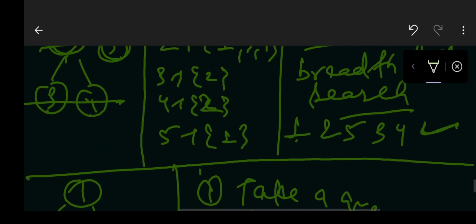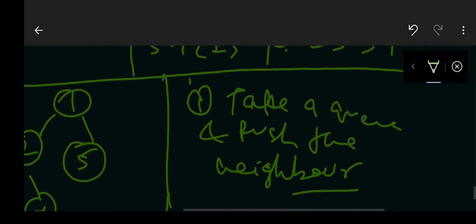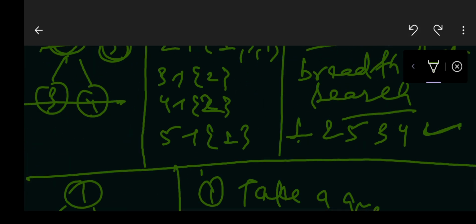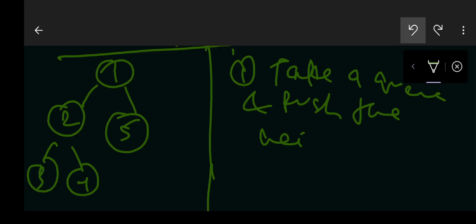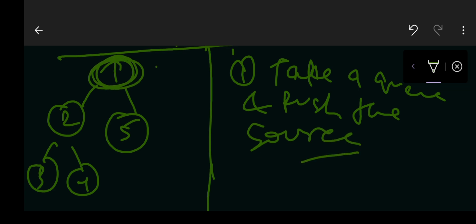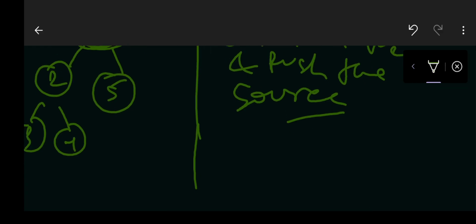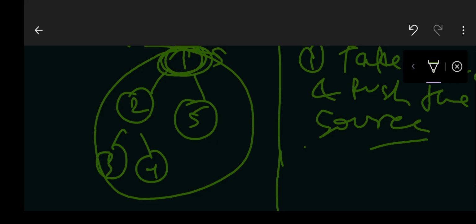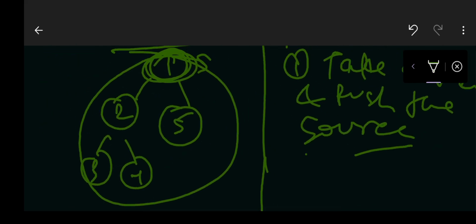The first thing you'll always do is make this adjacency list, and then take a Q and push, not the neighbor, but the source. Push the source. What is the source? The source is 1. This node is known as the source. This is just a representation, you do not need to worry about it. I hope you drew this graph in your notes, because I'll be taking help of it. I actually remember this graph, so I don't need to keep going back to it.